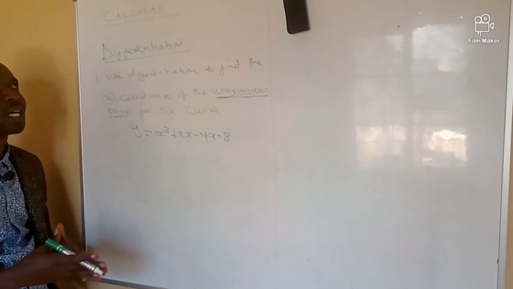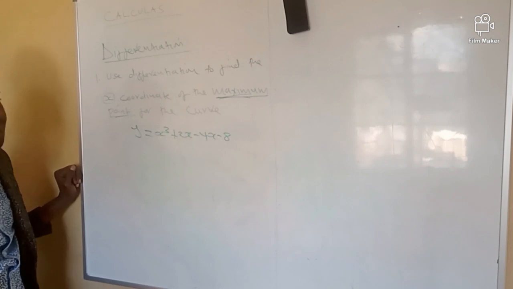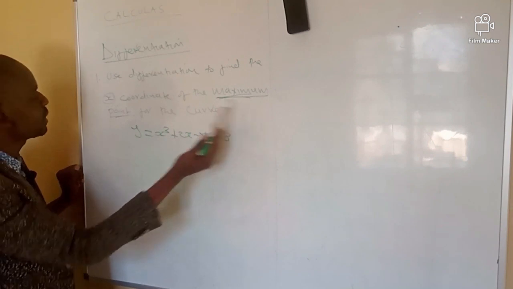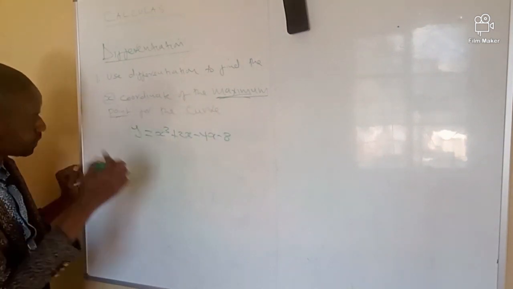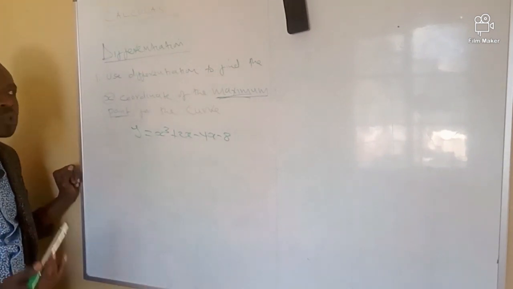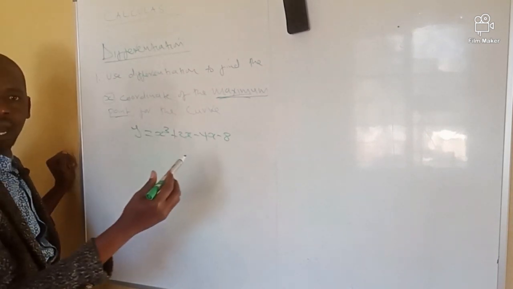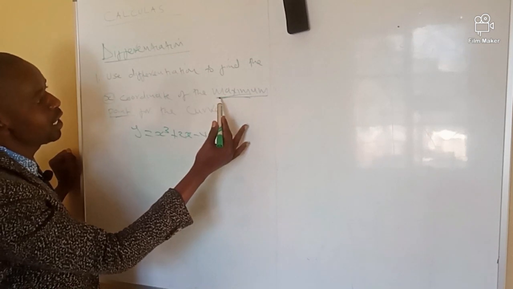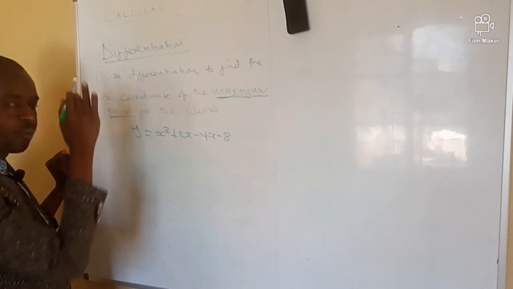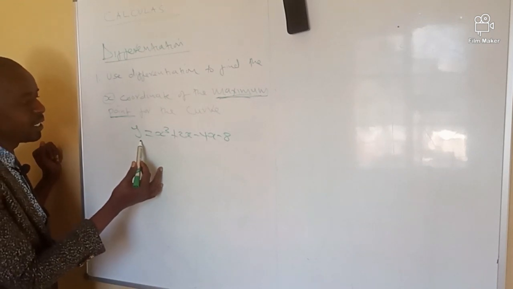Now, today we want to look at calculus under the topic differentiation. And the question goes: use differentiation to find the x-coordinate of the maximum point for the curve y is equal to x cubed plus 2x squared minus 4x minus 8. So the first thing is to understand and read the question carefully. Then underline the keywords. Here we are told to get the x-coordinate of the maximum point. And the polynomial that we are given is this.